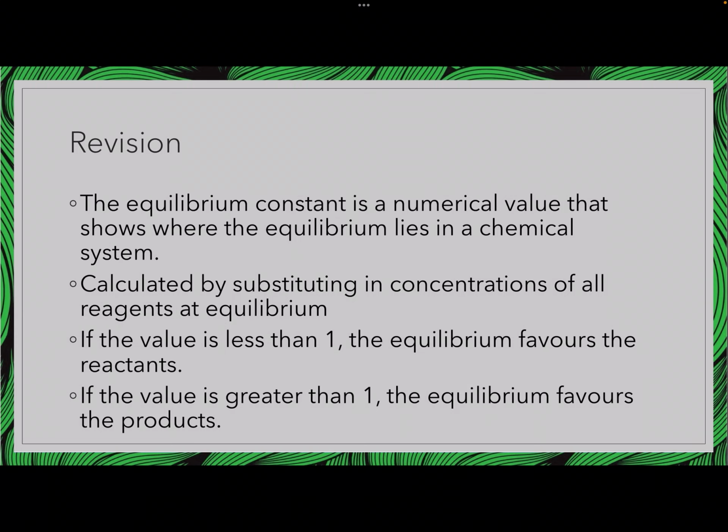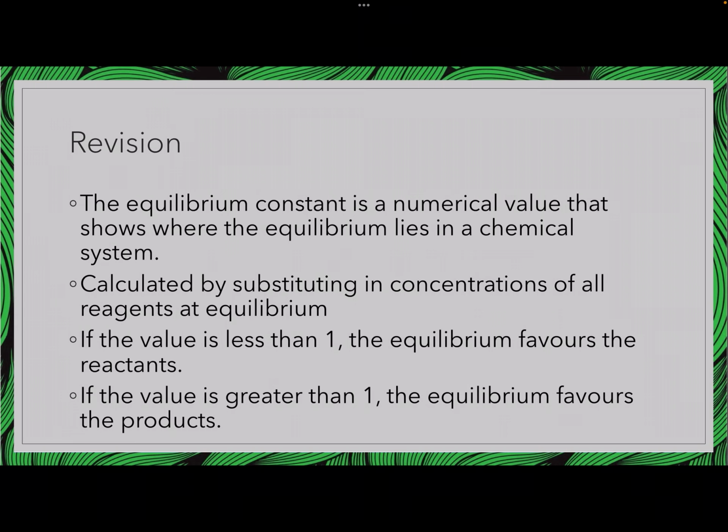Our equilibrium constant is a numerical value that shows us where the equilibrium lies in a chemical system. It's calculated by substituting in concentrations of all the reagents at equilibrium. If the value is less than 1, the equilibrium favors the reactants. If the value is greater than 1, the equilibrium favors the products.